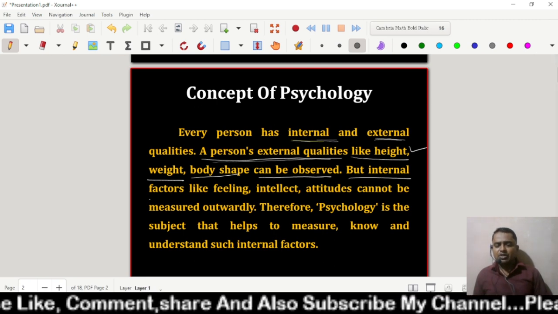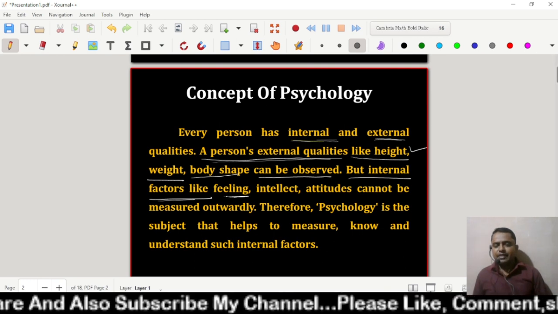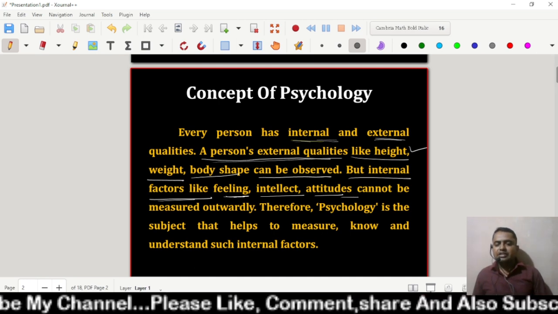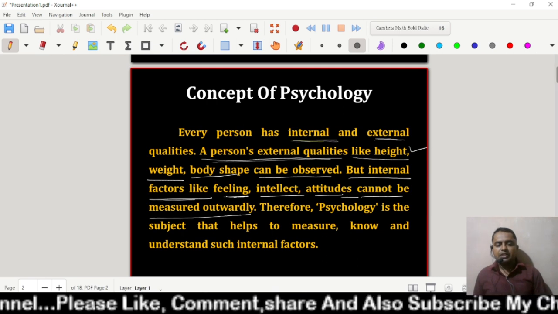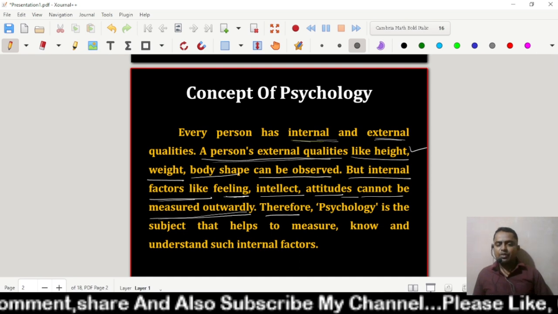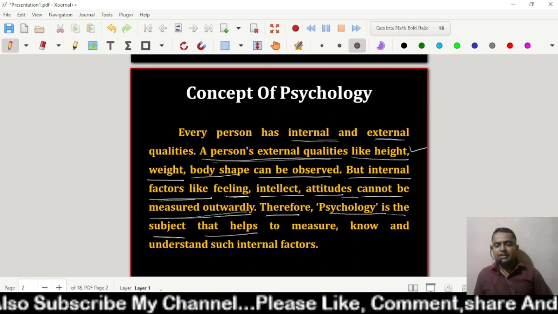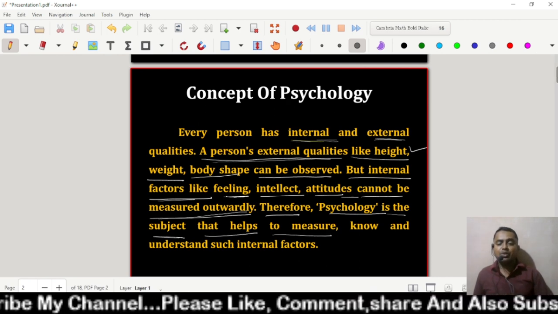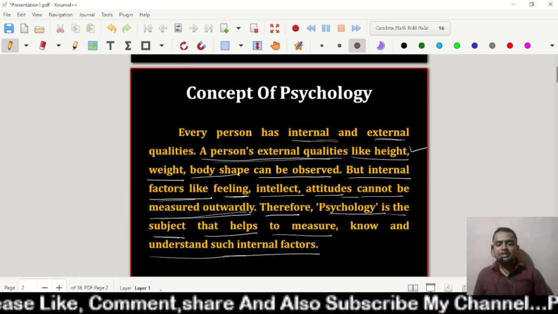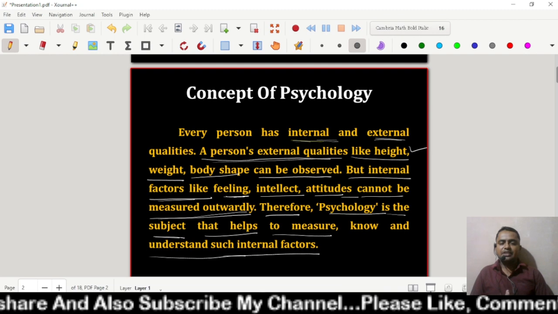But internal factors or qualities, like feeling, intellect, attitude, emotions and anger, cannot be measured outwardly. These are the internal qualities or factors. Therefore, psychology is the subject that helps us to measure, know and understand such internal factors or qualities of a person.